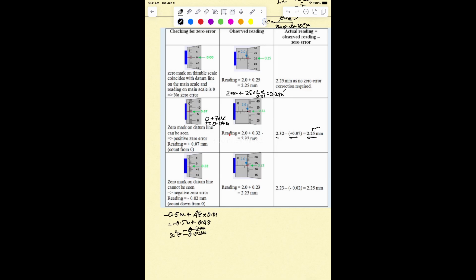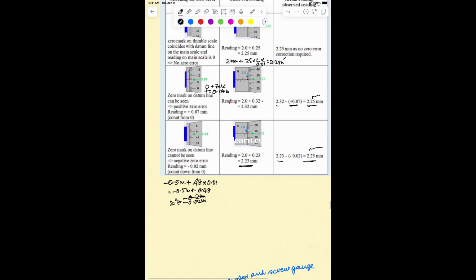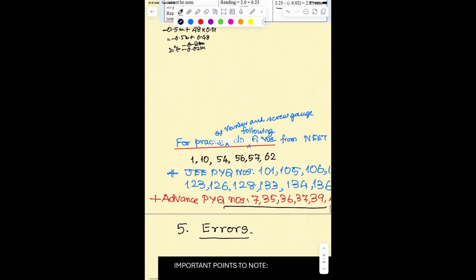Then just like you are taking the reading as 2.23 mm. Then again you have to subtract the zero error, minus 0.02, 2.25. Okay, so this is the way in which you have to approach it.